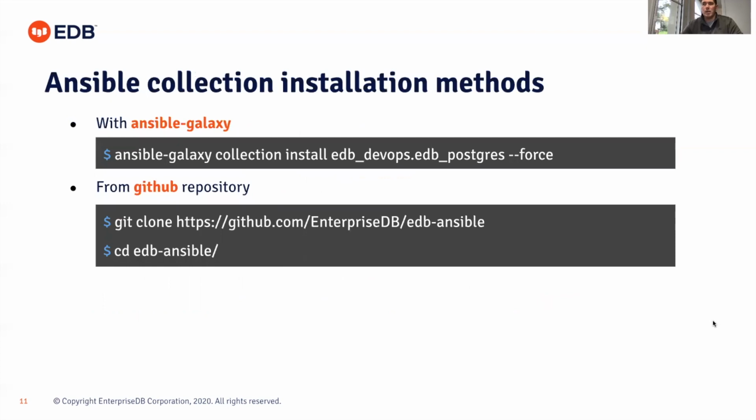A few words about the installation procedure. So the latest EDB Postgres collection version can be installed through the ansible-galaxy tool. Or if you want to try the very new features, you can just clone the GitHub repository.